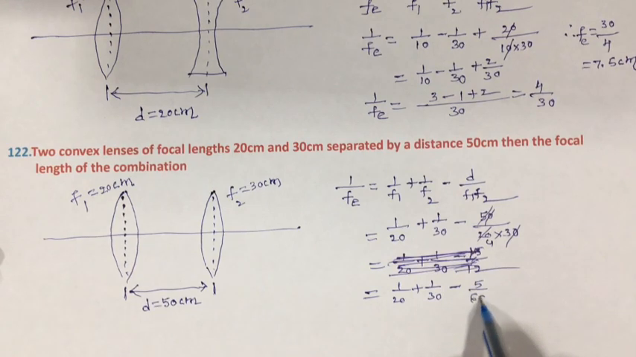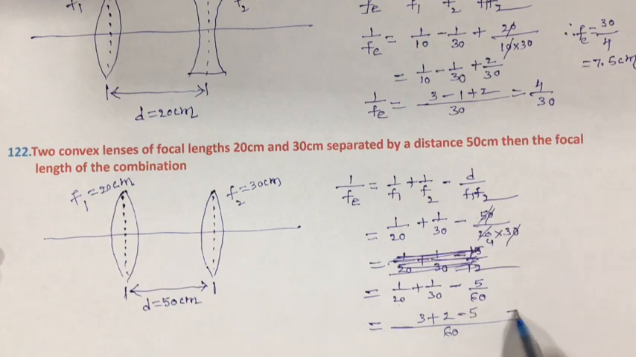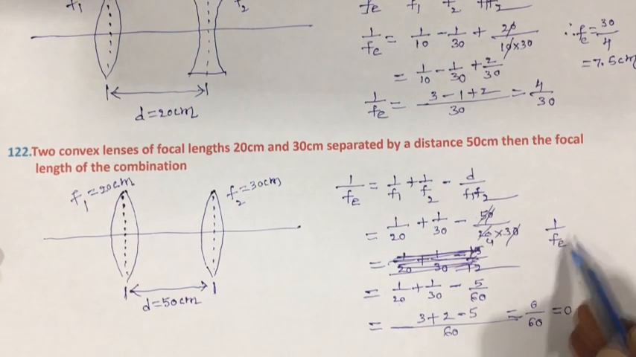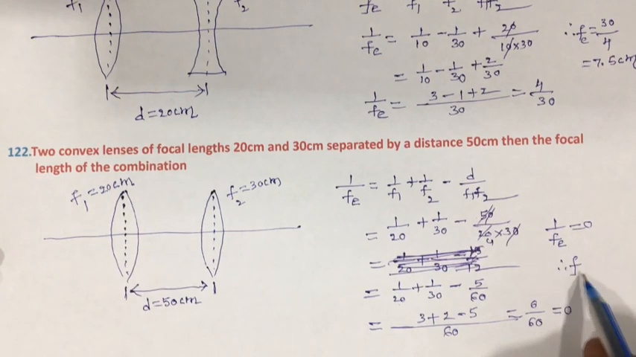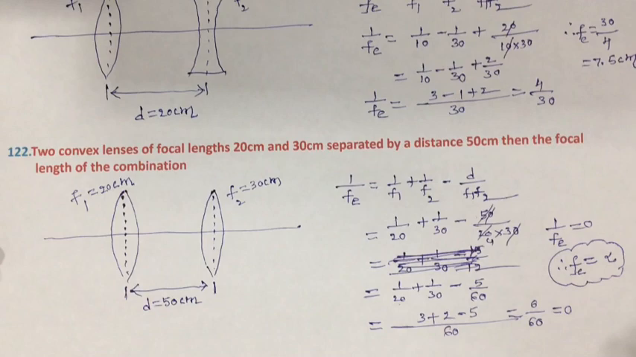5 upon 60, 0 0 cancel. That is equal to, here 60, 2 1s 2, 3 3s 3, plus 3, 3 1s 3, 2 2s 2, minus 5, so 0 upon 60. Here 0 upon 60 is 0. 1 upon effective focal length is 0, therefore effective focal length Fe is equal to infinity. 1 upon 0 is infinity. Here the effective focal length is infinity.